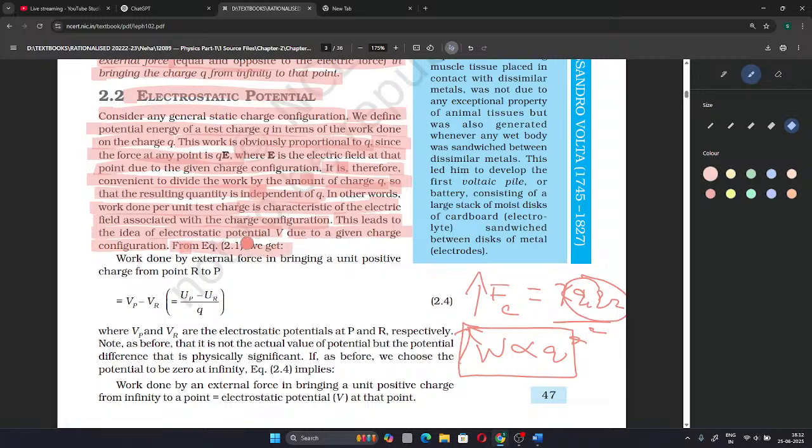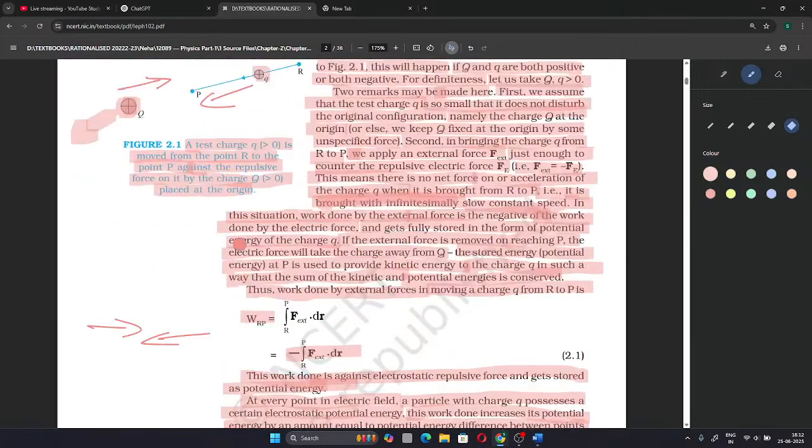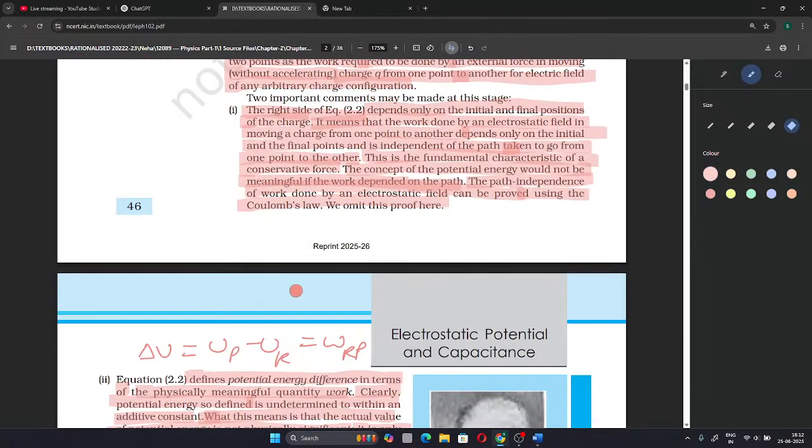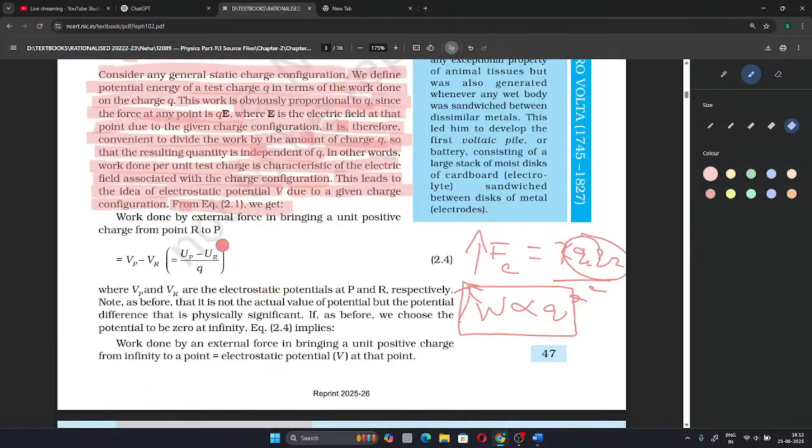From equation 2.1, where W equals force times distance, the work done by an external force in bringing a unit positive charge from R to P is the potential difference, which is equal to (UP minus UR) by Q, where VP and VR are electrostatic potentials at P and R respectively.